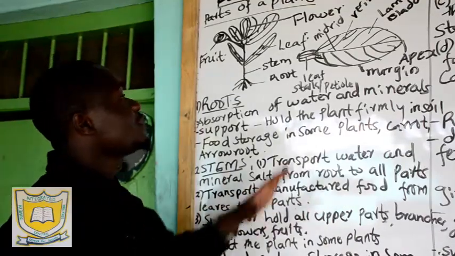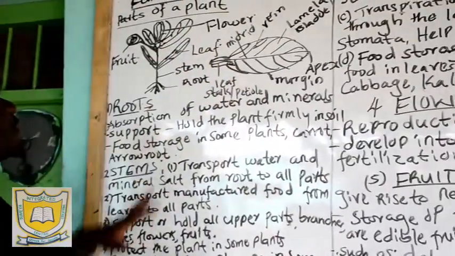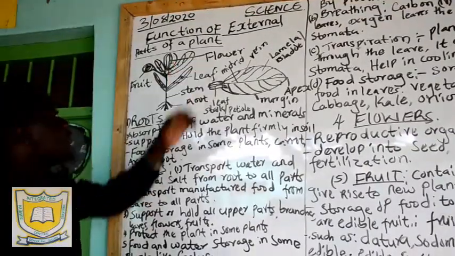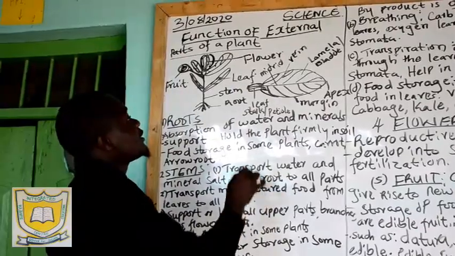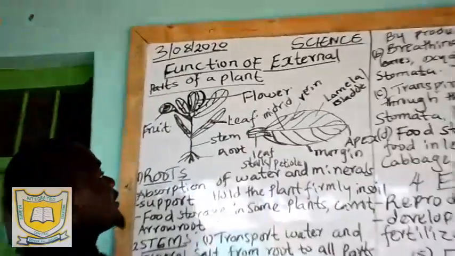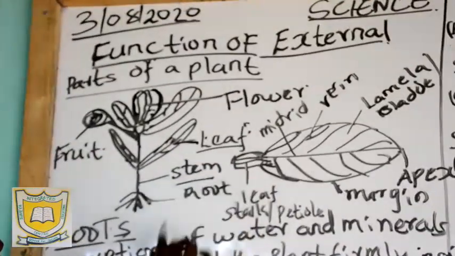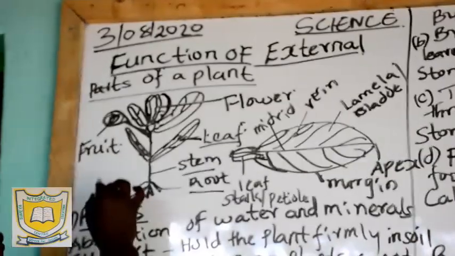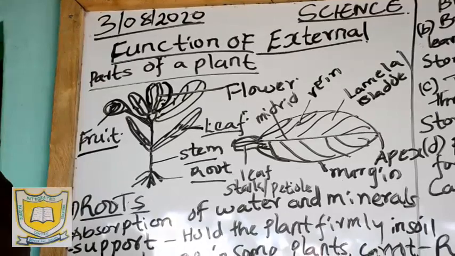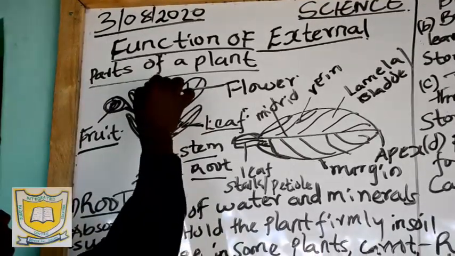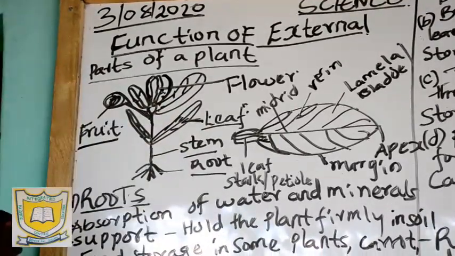Straight away, we are going to start with the naming of the parts of the plant. The plant has a flower. It also has a leaf, and it has the stem. It has a root. Then when the plant grows, it has the reproductive part of it, which is called the fruit. When the flower develops, it develops into a fruit.